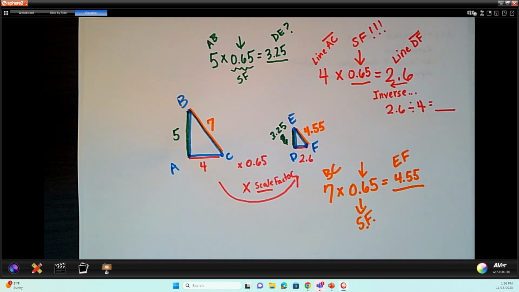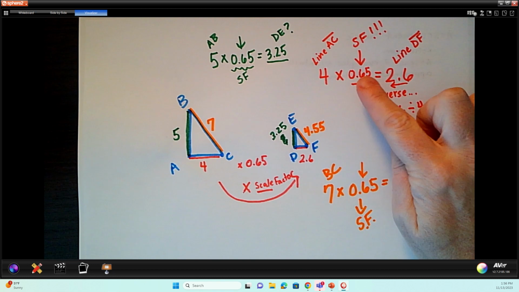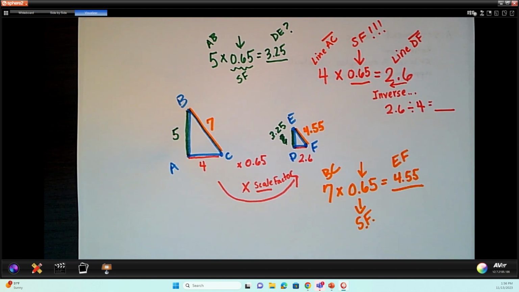Okay, so that is how you can find the missing sides of a similar triangle. All you need is the scale factor. Once you figure out the scale factor, you've got it. You can figure out the rest.